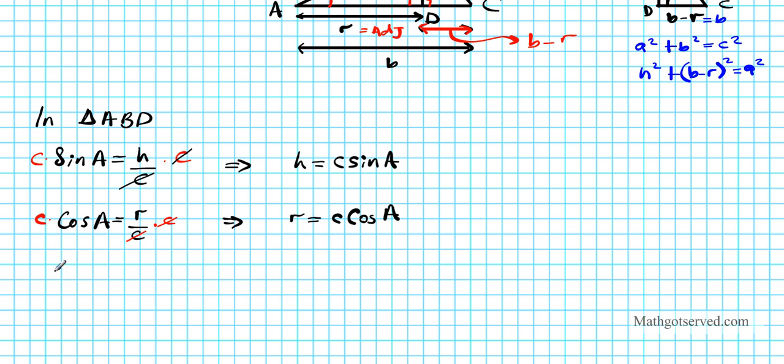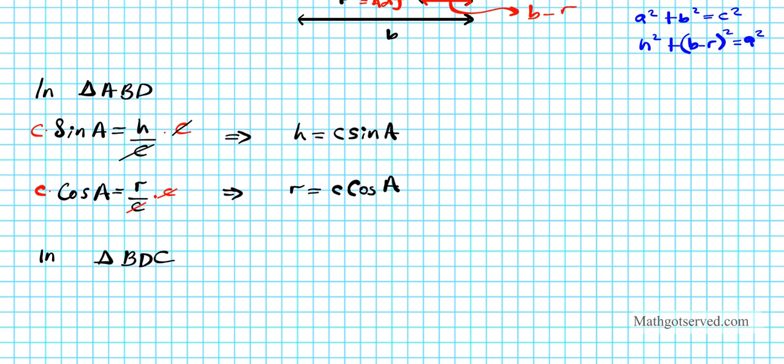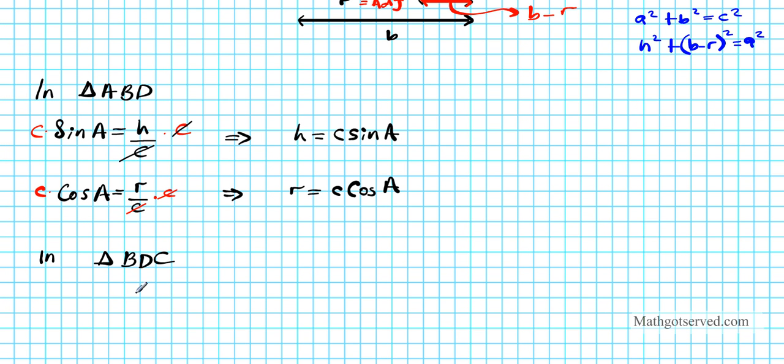Alright, so let's write that down. In triangle BDC, we have, well, let's switch this equation around. We have A squared equals, that's a hypotenuse squared, H squared, plus B minus R squared. Okay? Let's redo that again. B minus R quantity squared. Alright, so let's see. Yeah, I just rewrote this equation that we just derived earlier. I just rewrote it over here, okay?